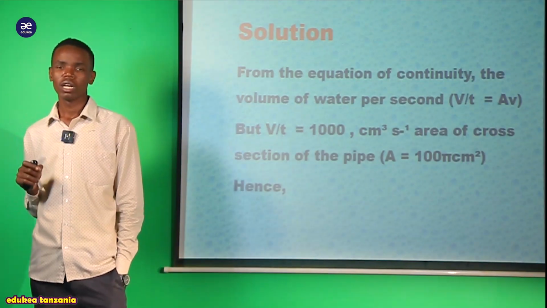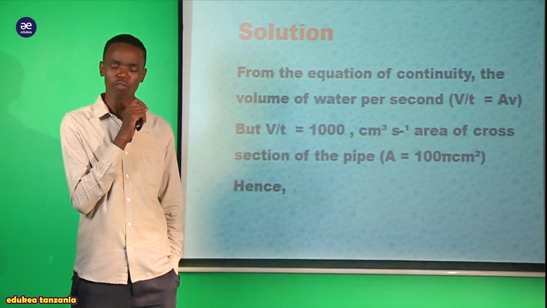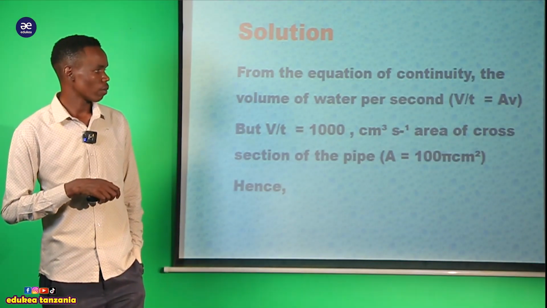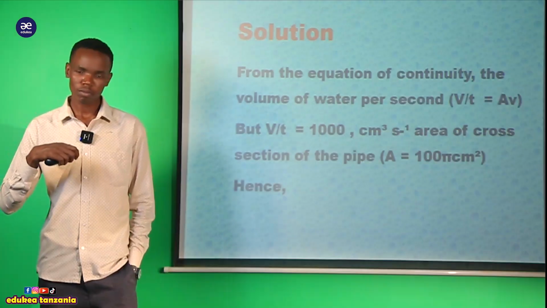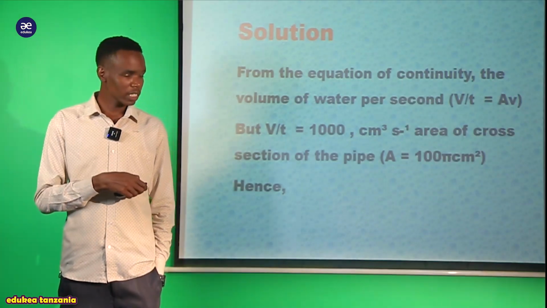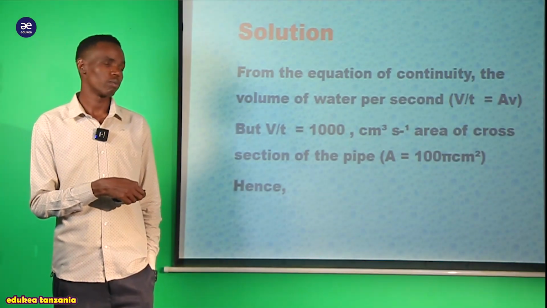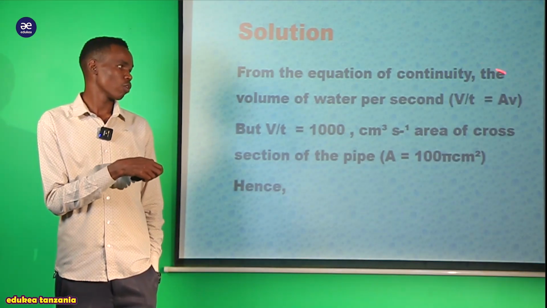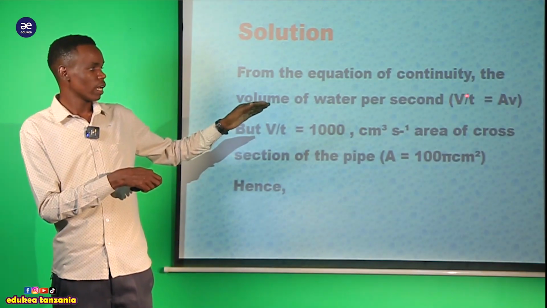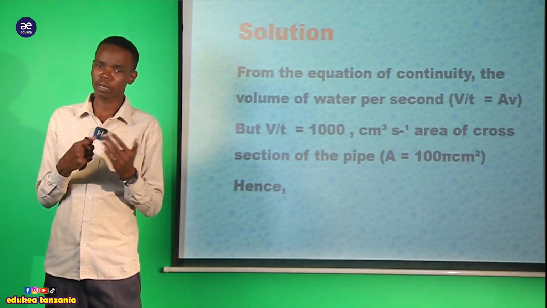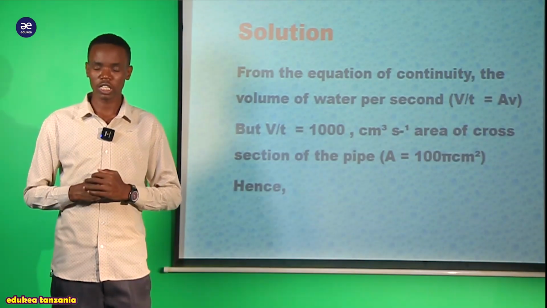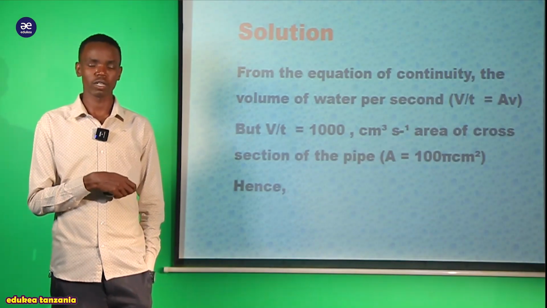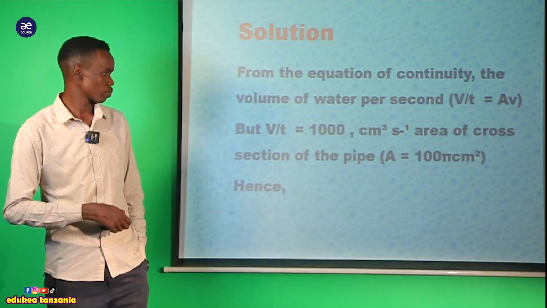Since it remains constant for an incompressible fluid, now we can say, my dear student, that V over t, the rate of flow of volume, must be equal to AV. It means rate of flow of volume. If we take this rate of flow of volume and express it in terms of cross-section area and the distance, we should get it equal to AV, which is the rate of flow of volume.